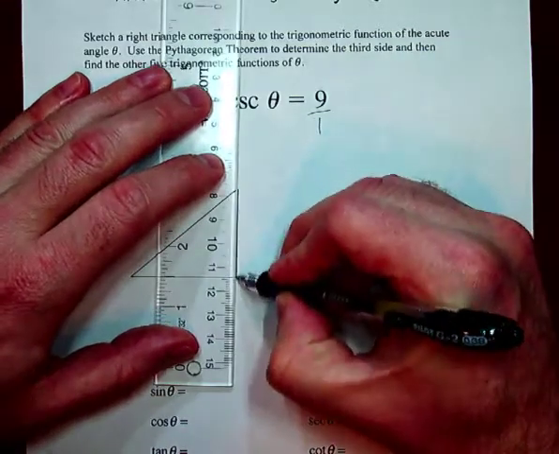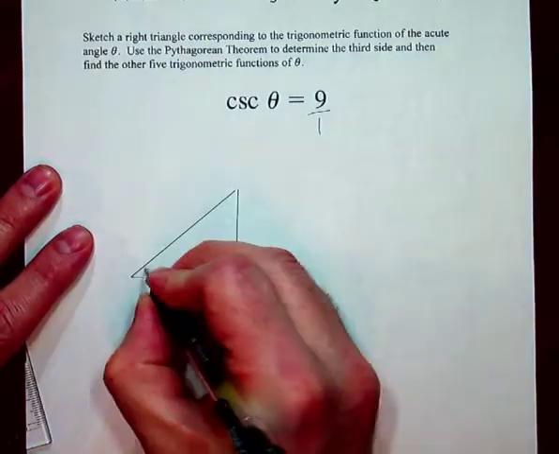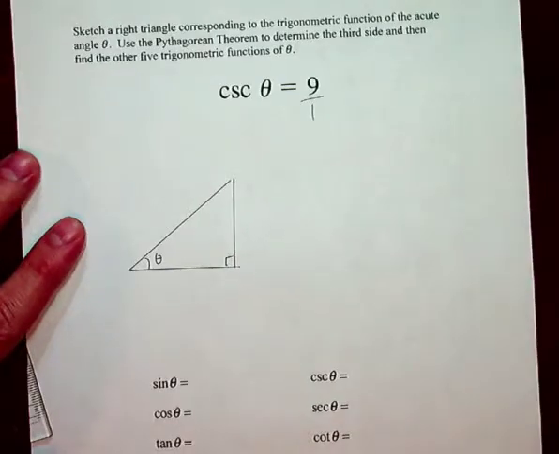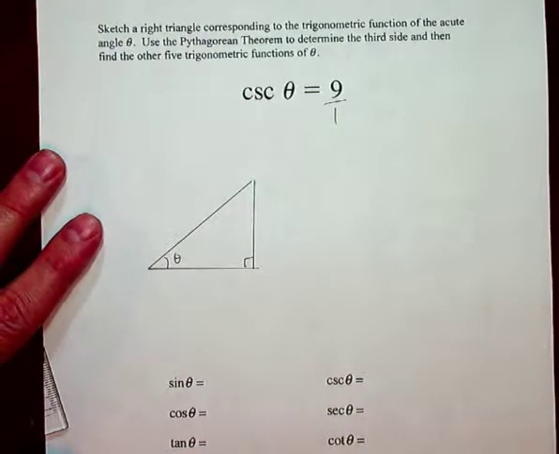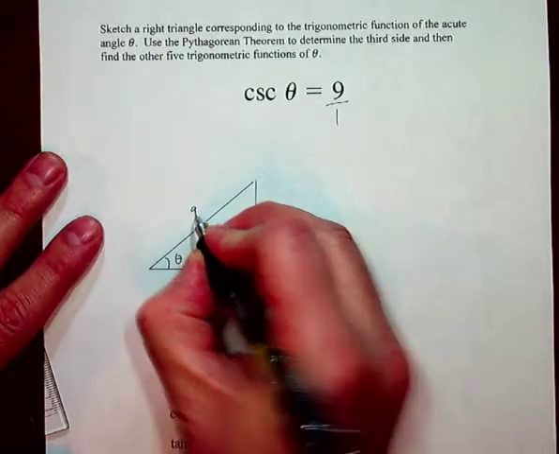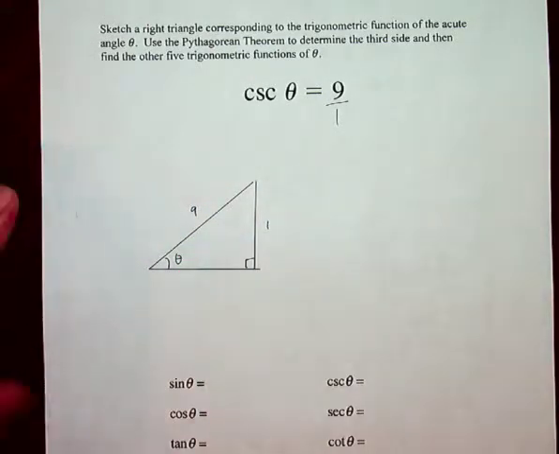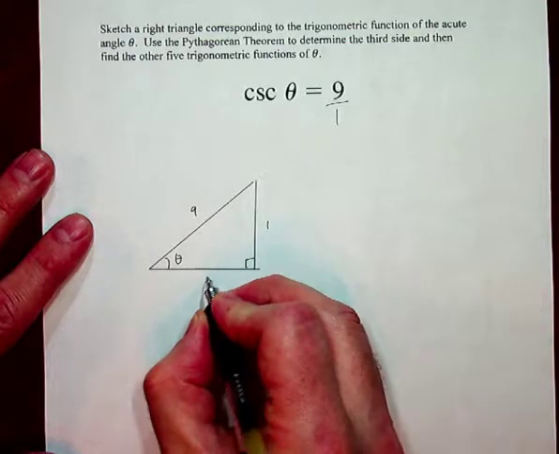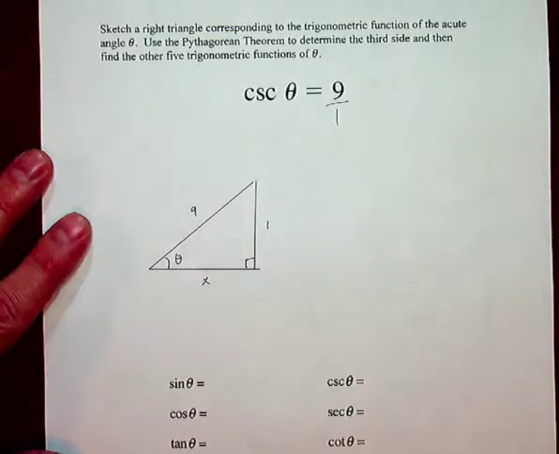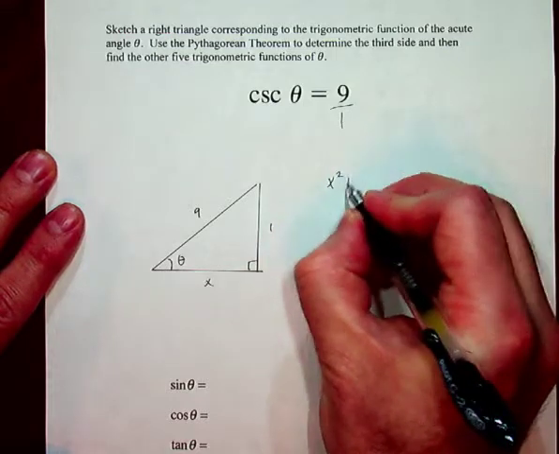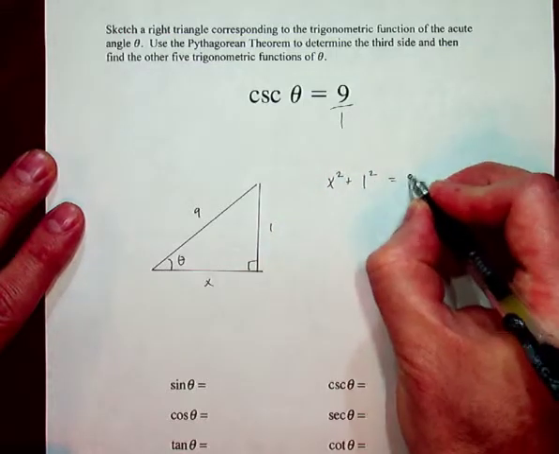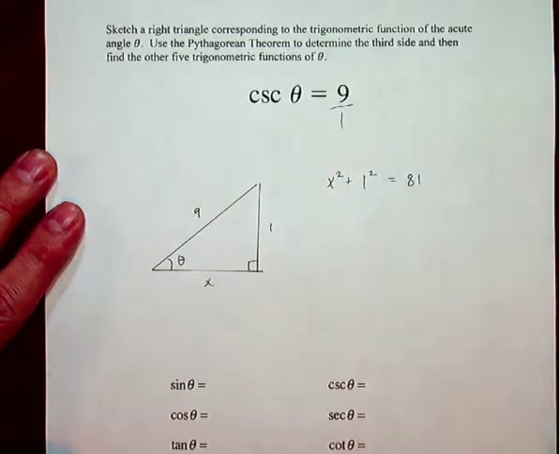It just needs to be a visual. It needs to have a place for all of the values. Now, cosecant is hypotenuse over opposite. So this is 9. This is 1. Definitely not to scale. And we'll call this x. We need to use Pythagorean theorem to find x. And so we get x squared plus 1 squared is equal to 81, which is 9 squared, right?